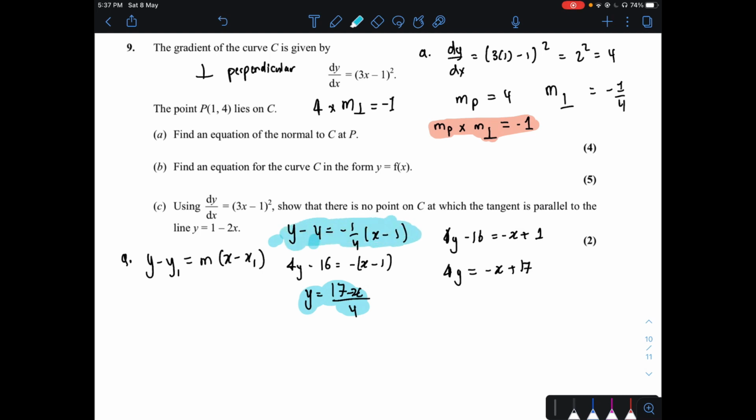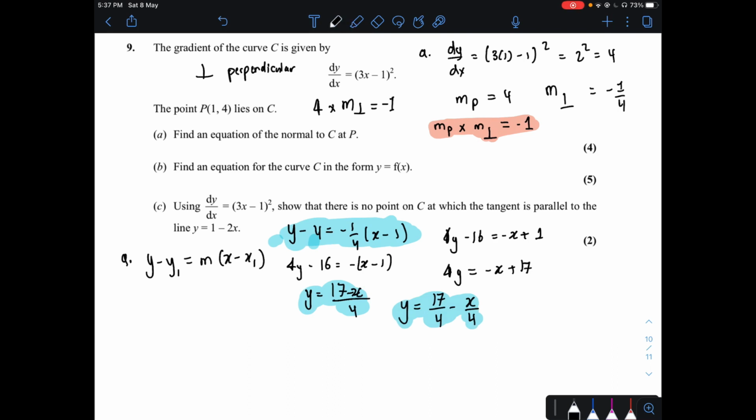I personally prefer going a step further: y equals 17 over 4 minus x over 4, just because I like being consistent with y equals mx plus c usually. So sometimes I go a step further and do this. Sometimes they ask for this, sometimes they don't. So it's all regarding the question.